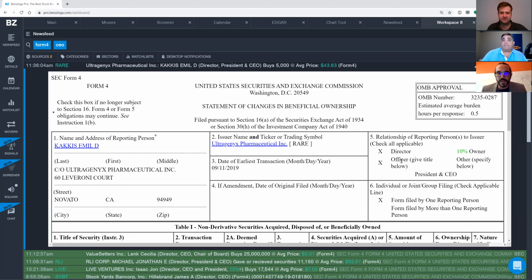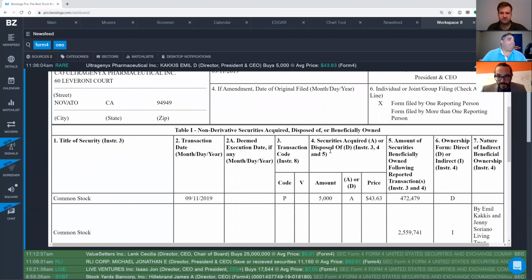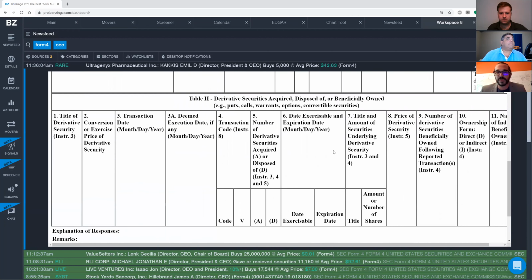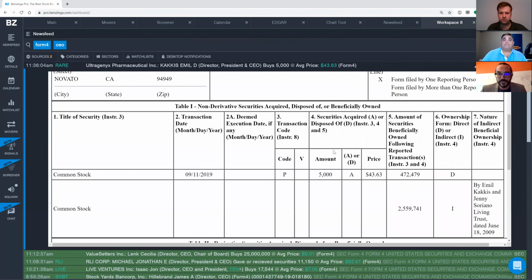Let's scroll down a little bit to the second box, which is our non-derivative securities section. That's called Table 1. Below that is Table 2, the derivative securities section. A lot of the time the derivative securities one is the one you'll probably not want to focus on as much. Go back up to Table 1 for the non-derivative, Ryan.